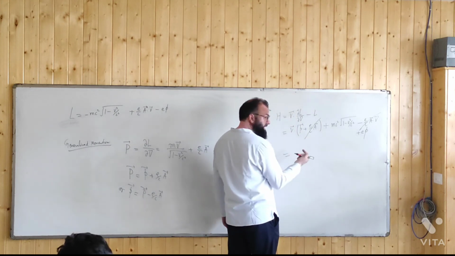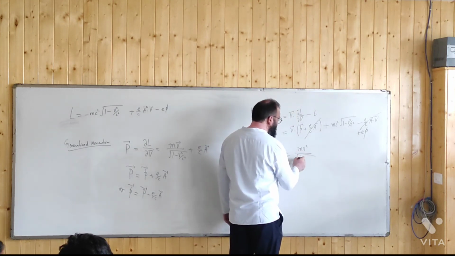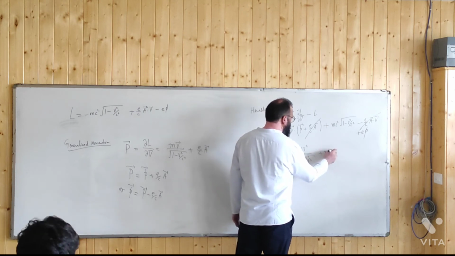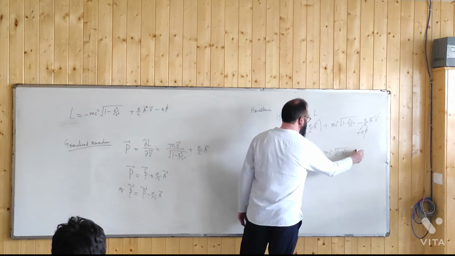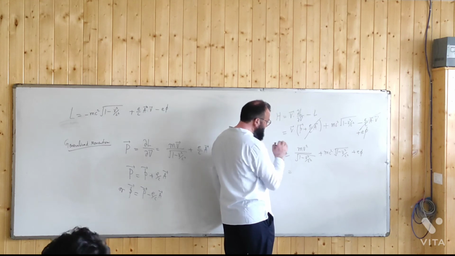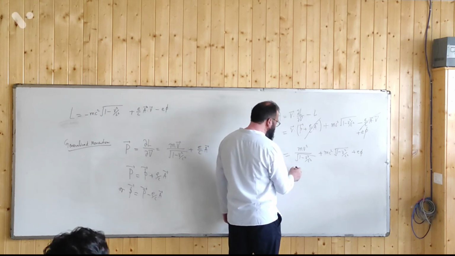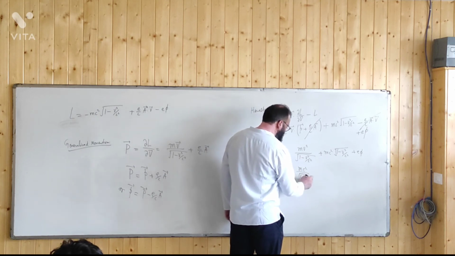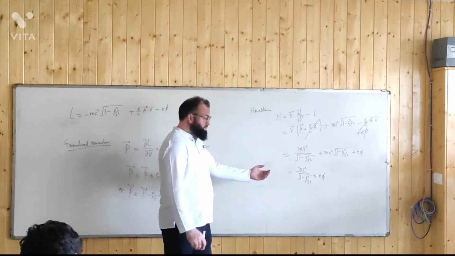So what you are having is P dot v. What is P? It's mv, so it is simply mv square divided by root of 1 minus v square by c square, plus mc square root of 1 minus v square by c square, plus e phi. So just work out these two things. You take m out. Can you tell me what it will be? It is simply mc square divided by root of 1 minus v square by c square plus e phi. Okay, so this is the energy.